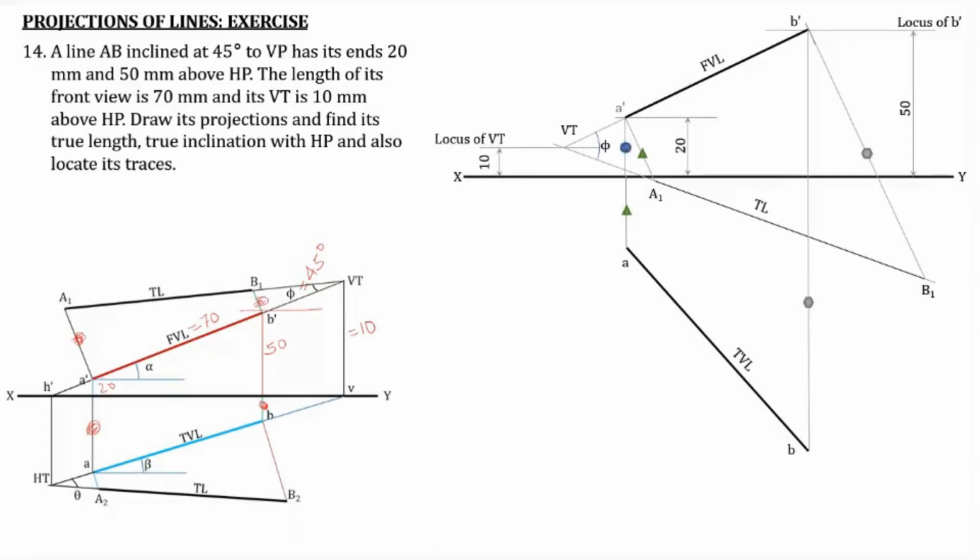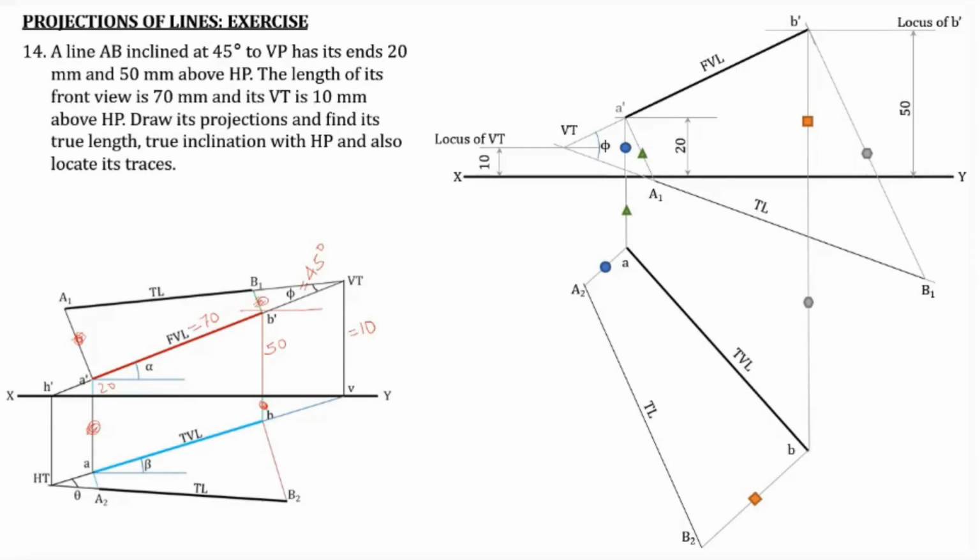Now this distance, that is the distance of A dash from the XY line, is taken, and a perpendicular from A is drawn. Thus you obtain point A2. Similarly, you obtain point B2 by taking the distance of B dash from the XY line. So the point B2 is obtained. Now join A2 with B2.